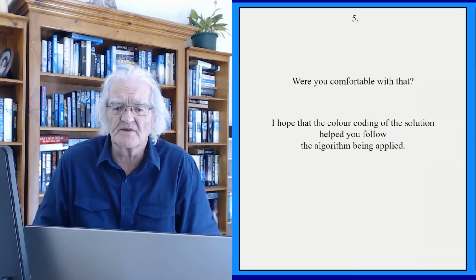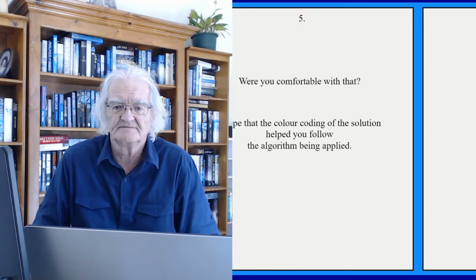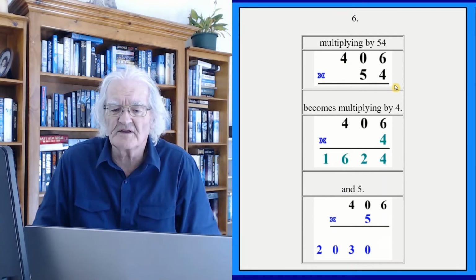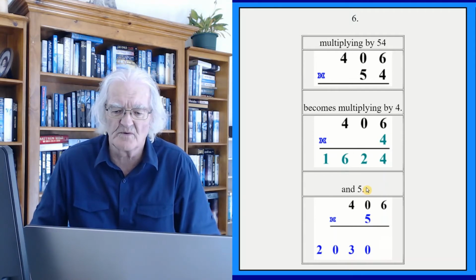Were you comfortable with that? I hope the color coding of the solution helped you follow the algorithm being applied. Multiplying 406 by 54 becomes a matter of multiplying by 4 and then by 5. But notice, as was pointed out in the clip, the multiplication by 5 is moved one column across. That is because the 5 is really 50.